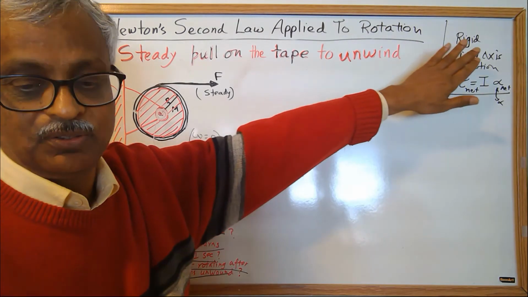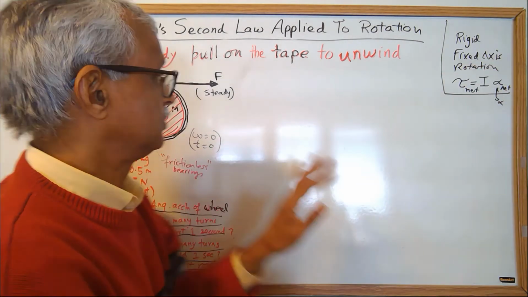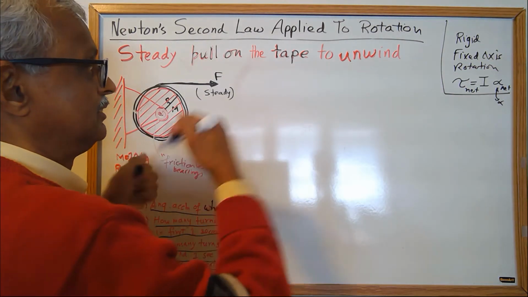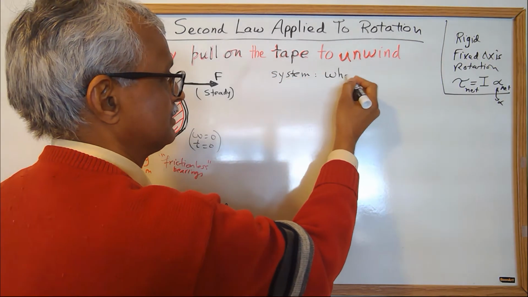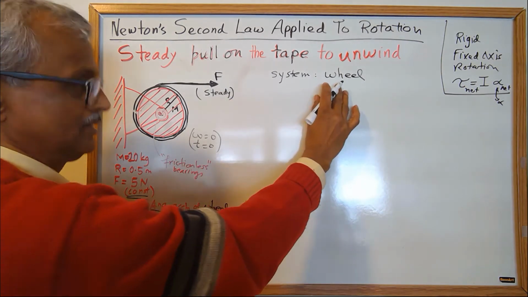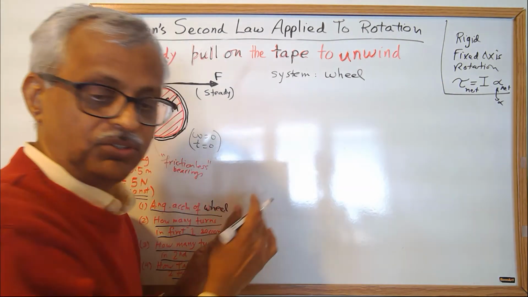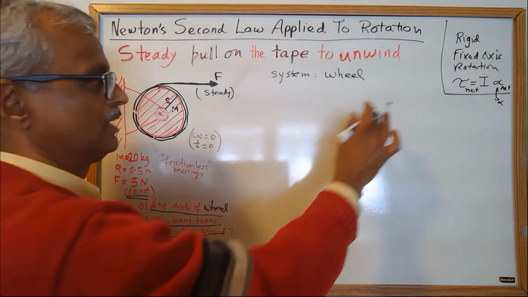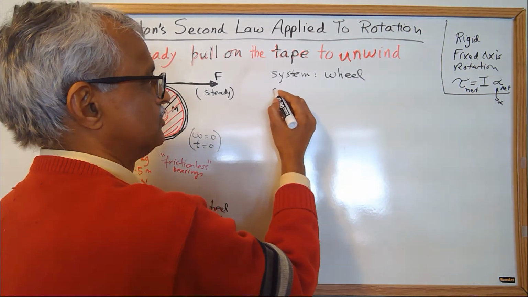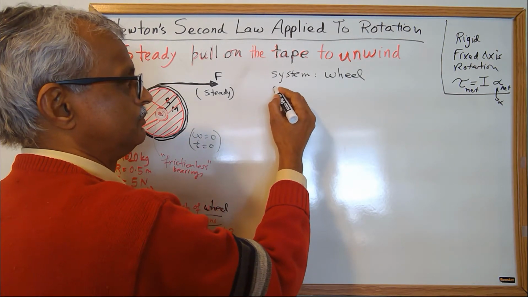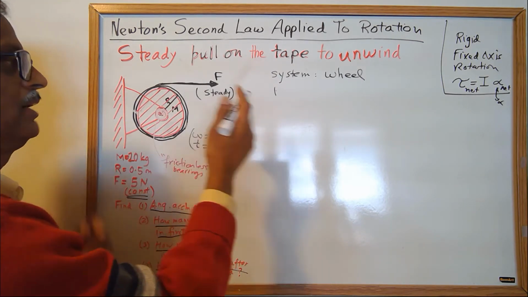All right. We already have the law, and this applies to a system. So our system is the wheel, not the tape. That's the system. And I want to figure out the net torque. That means I need to figure out all the forces on the wheel that will cause torque. So first I need to list them or work through it.